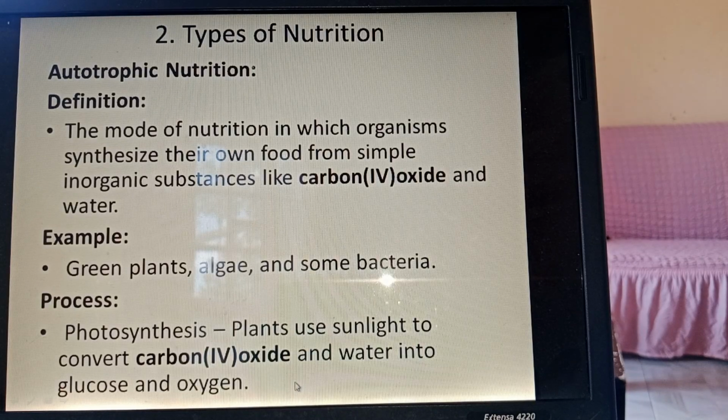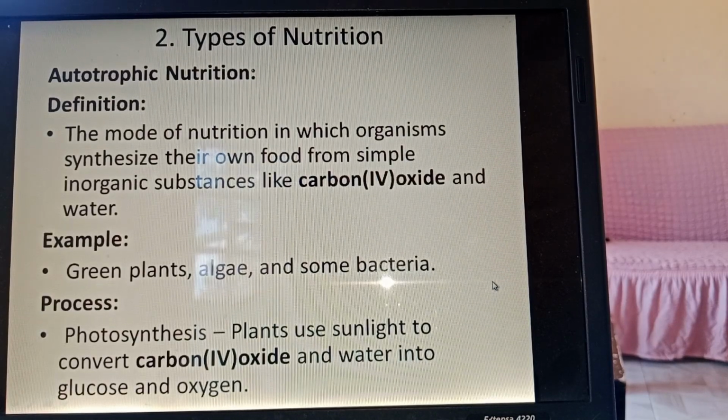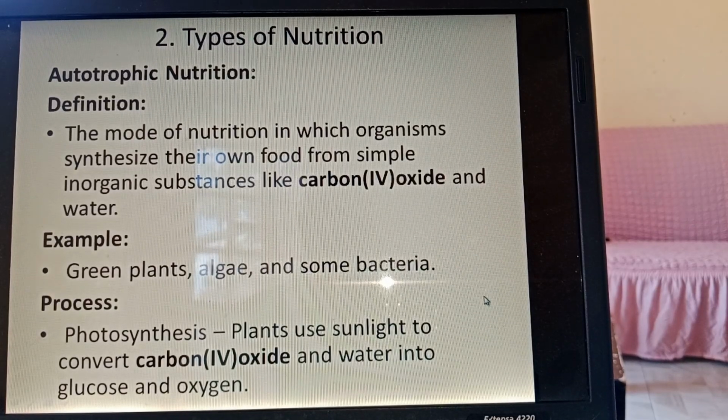So the autotrophic nutrition is the mode of nutrition in which organisms synthesize their own food from simple inorganic substances like carbon dioxide and water. Examples are green plants, algae, and some bacteria. The process is called photosynthesis, and in this process, plants use sunlight to convert carbon dioxide and water into glucose and oxygen.